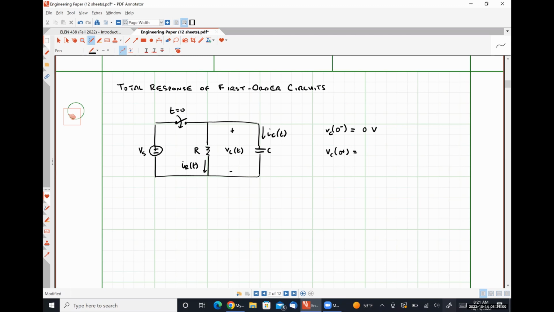Exactly correct. The voltage drop across a capacitor cannot change abruptly, much like the current through an inductor cannot change abruptly. So whatever value VC had at 0 minus, it must also have at t is equal to 0 plus.